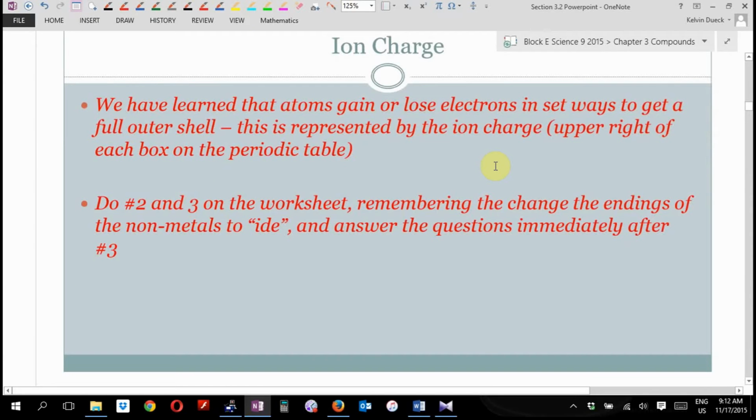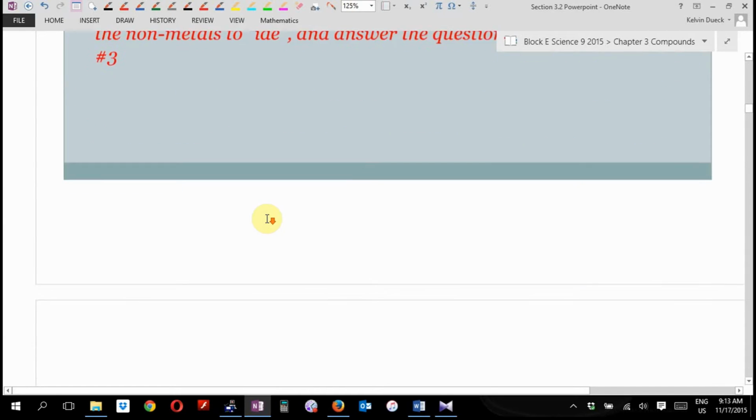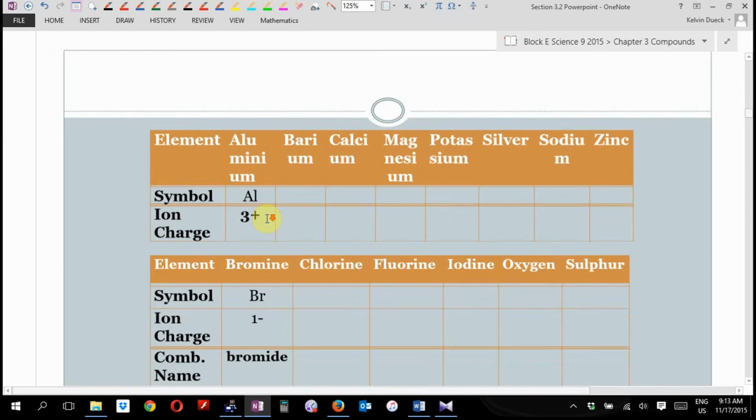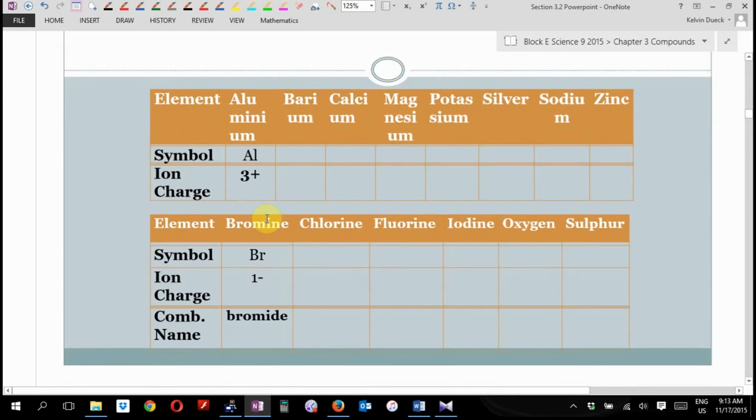Ion charge says this. We have learned that atoms gain or lose electrons in set ways to get a full outer shell. This is represented by the ion charge. Do number 2 and number 3 on your worksheet, remembering the change in the endings after nonmetals to "ide," and then answer the questions immediately after number 3. So I'm going to fill in the first couple, and then I'm going to let you do the rest. I'm going to pause the video, and I'm going to give you folks about 5 minutes or so.